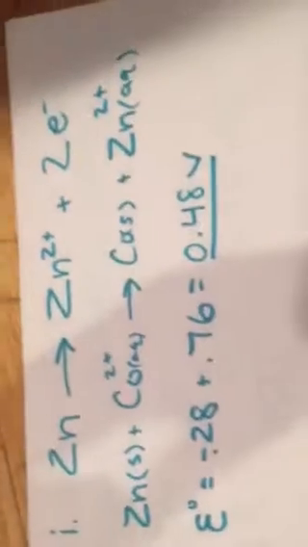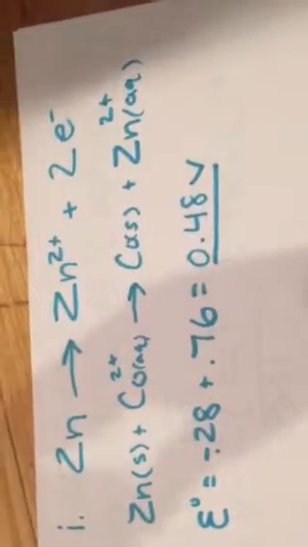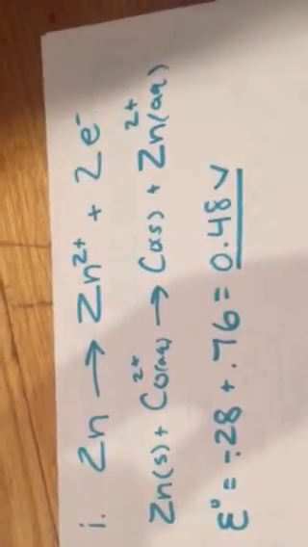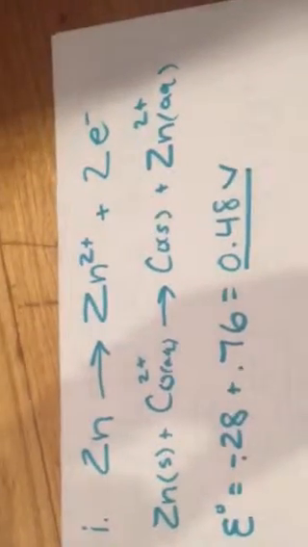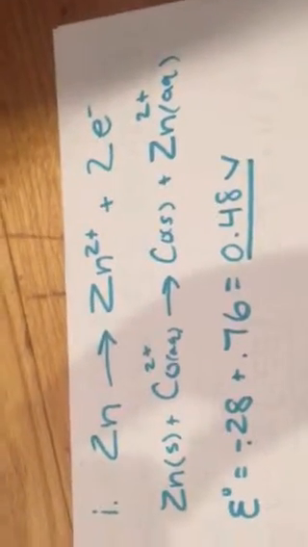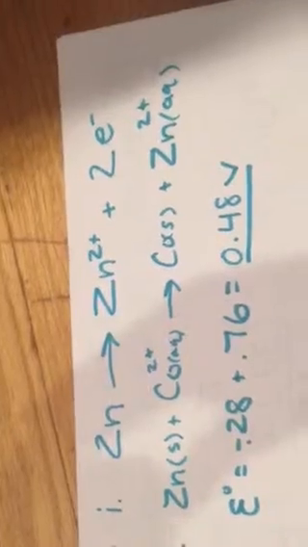I'm going to turn this sideways really quick. Okay, under standard conditions at 25 degrees Celsius, Zn reacts with Co2+ to produce Co solid. Part 1 asks to write a balanced equation for the oxidation half reaction. So Zn is the one oxidizing because its charge goes up by 2. So Zn goes to Zn2+ plus 2 electrons.